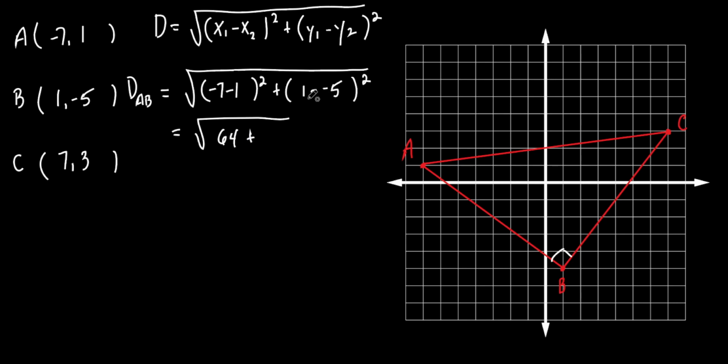Plus, let's do this. What's 1 minus a negative? Minus a negative is plus, so 1 plus 5 is 6. 6 squared is 36. What's 64 plus 36? That would be 100. What is the square root of 100? What number multiplied by itself is 100? You guys aren't thinking. It's 10.